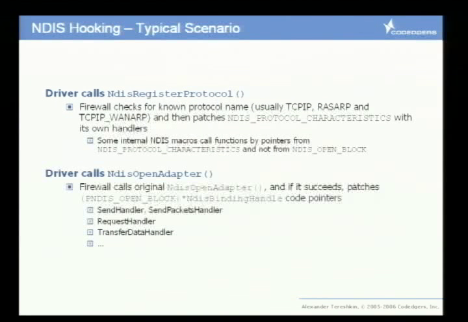A typical scenario of registering a protocol by a rootkit or any protocol driver is this. First, this driver should call NdisRegisterProtocol. This way, it informs NDIS that a new protocol is going to be registered, and later it may be bound to some specific adapter. So the firewall checks for a known protocol name, maybe TCP/IP for example, and it patches the given protocol characteristics structure with its own handlers.